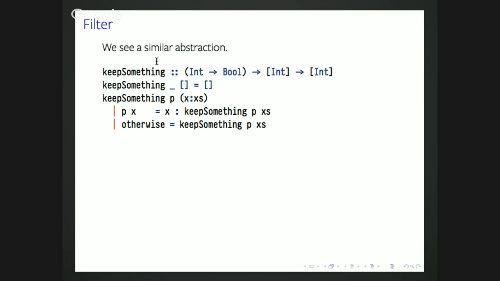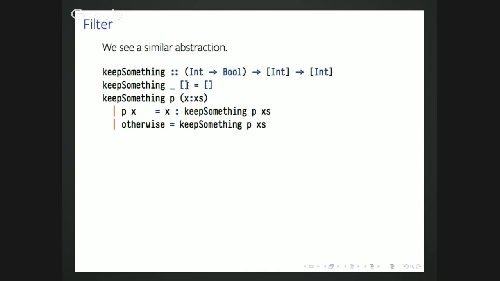So here what we see is that if we want to keep something, we want to take in a function that goes from integer to bool. So that tells us if we want to keep that integer. We take in the list of integers and return a list of integers. So for the base case of an empty list, we just return the empty list.